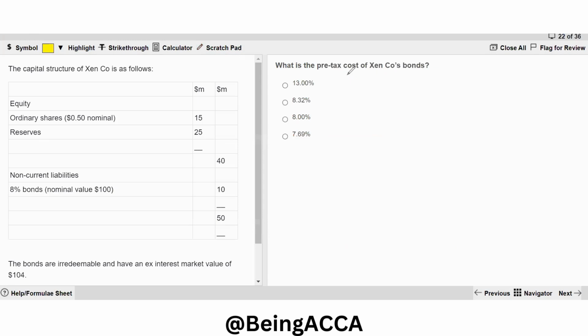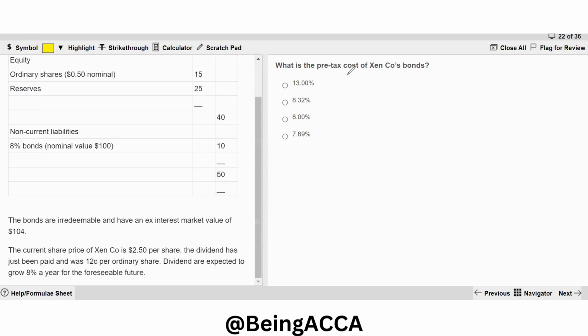Next question, we want to find out the pre-tax cost of Xen Company's bonds. So we have been given the market value of bonds over here as 104. And according to the formula, these are irredeemable bonds. So what do we do to find out the cost of irredeemable debt? We just divide the interest by the market price. So the interest is 8. These are 8% bonds, and they have a nominal value of $100.